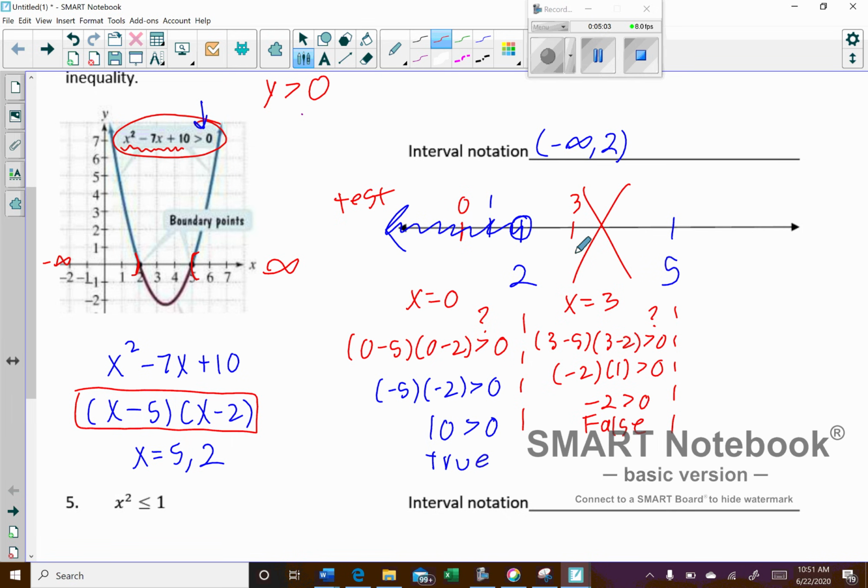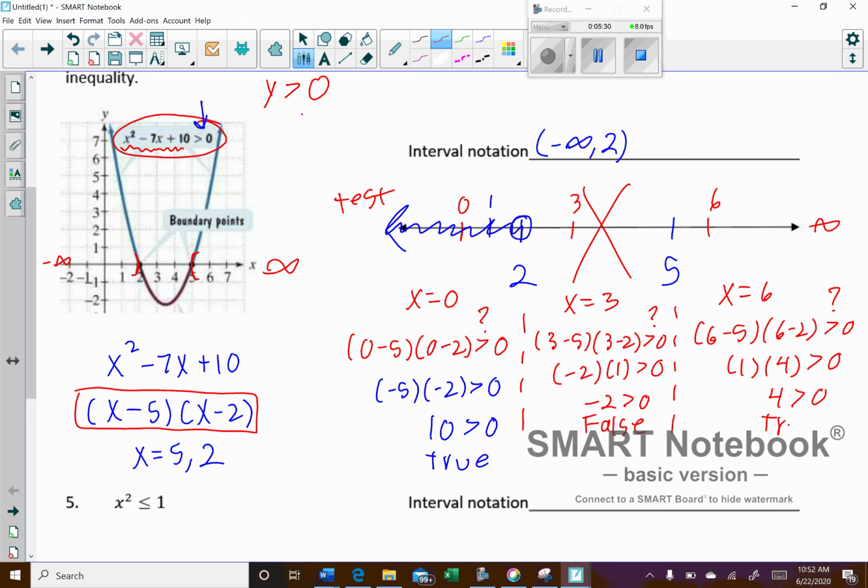Okay, then our last interval is from 5 on to infinity, so you just have to pick something greater than 5. We'll keep them small, so we'll pick 6. So x equals 6. So let's see, we're going to have 6 minus 5 times 6 minus 2. Is that greater than 0? So we're going to end up getting 1 times 4 greater than 0. 4 is greater than 0.